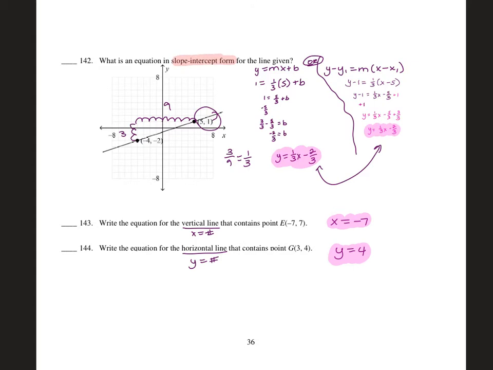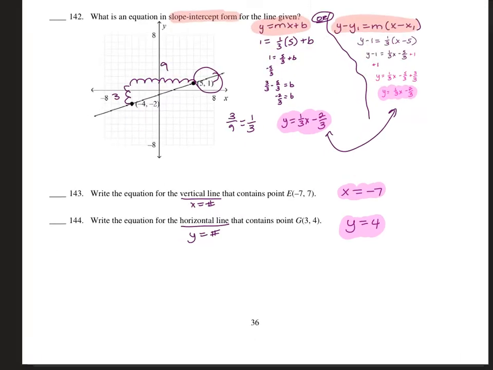Remember, slope intercept form is y equals mx plus b. This is point slope form. Pay attention to the instructions because some of them will tell you to put it in point slope and some of them will tell you to put it in slope intercept. And if you put it in the wrong form, even if the equation's right, it's wrong. And multiple choice will get you there. 143, if it's a vertical line, it's an x equals. 144, if it's a horizontal line, it's a y equals.